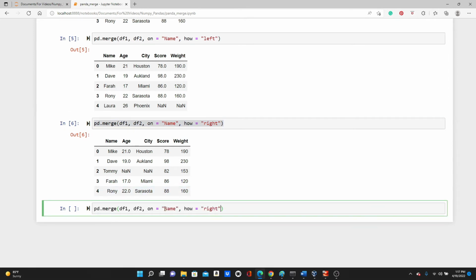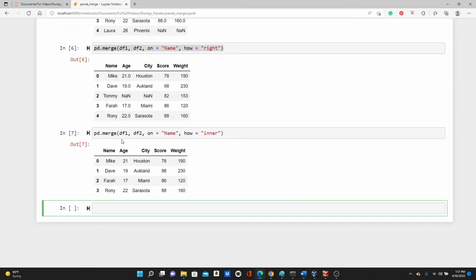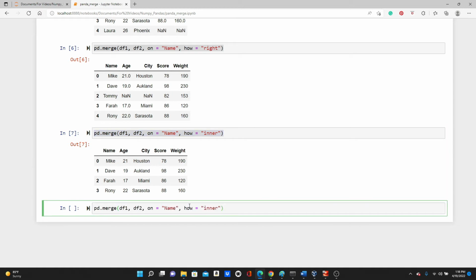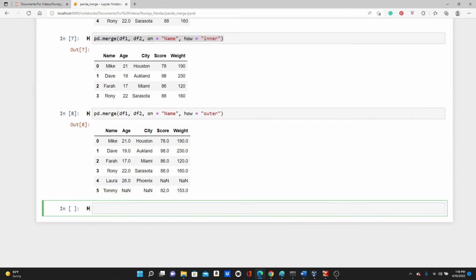Now there are two very important kinds. That's inner. Inner means we only get the information that is present in both df1 and df2. As we have seen, Mike, Dave, Farah, and Rony, these four names are common in both df1 and df2. So for inner join, we'll get only these four, and we shouldn't get any null values. And for outer join, look, in outer join we will get all the names in both df1 and df2.